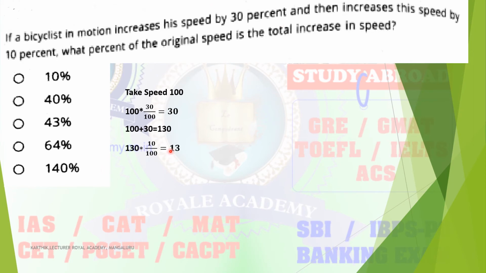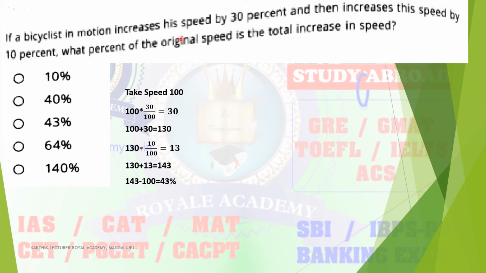So 10% of 130 is how much? 13. So 130 plus 13 is 143. Next you subtract the initial speed: 143 minus 100 is nothing but 43. So 43 percent is the total increasing percentage. So 43 is the correct answer. That is nothing but the increasing percentage.